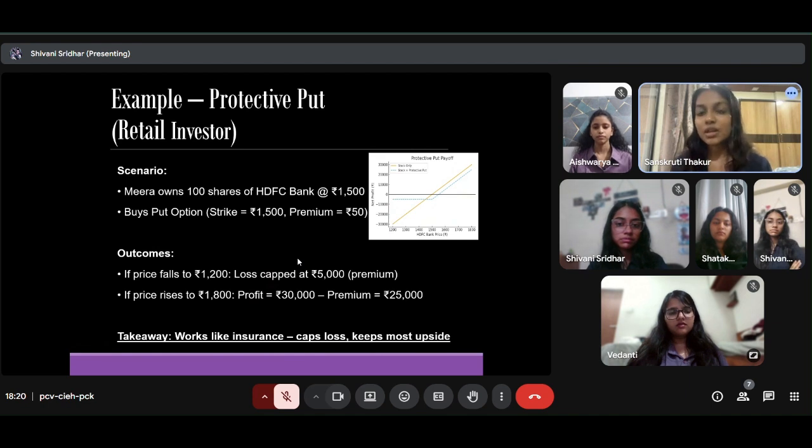So pretty much, if you are getting into the concept of hedging, it's similar to buying insurance. It caps losses and it keeps most of the upside.